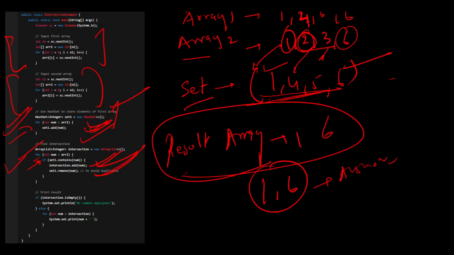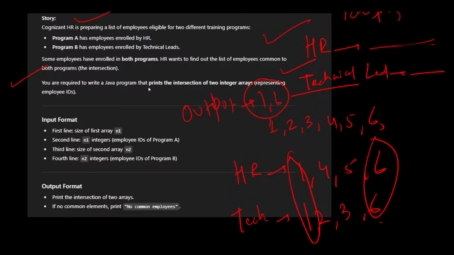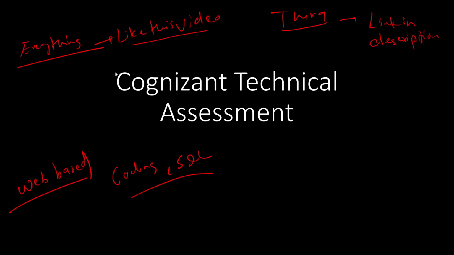And we are removing that number from our set. And finally, at the end, we are just displaying the value of our intersection array, and this would be our answer. So I hope the whole logic is clear. Okay, so this is one question which was asked in Cognizant.